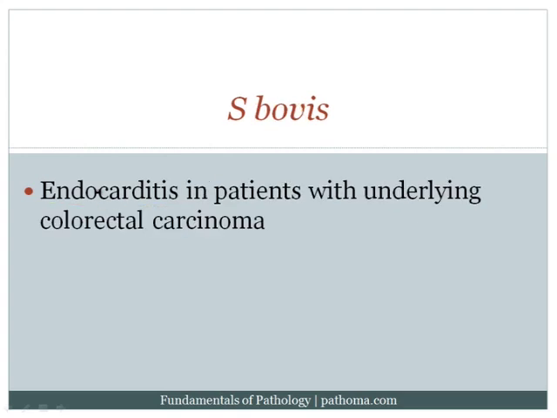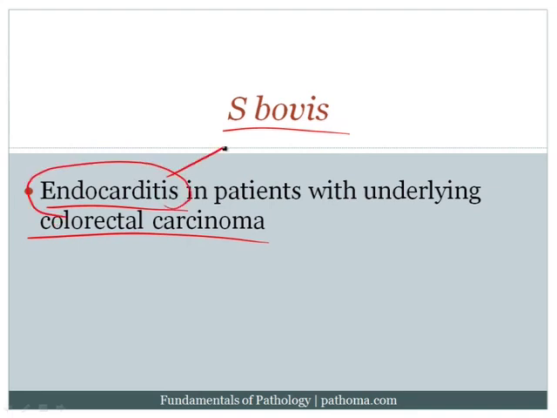And Strep bovis is important because it is the key bug that causes endocarditis in patients with underlying colorectal carcinoma. Now this is very high yield for board exam purposes, even for clinics for that matter. If you have a patient with endocarditis who ends up having endocarditis due to Strep bovis, the next thing you need to do is check for colorectal carcinoma. And so that's a particularly important association for board examinations.